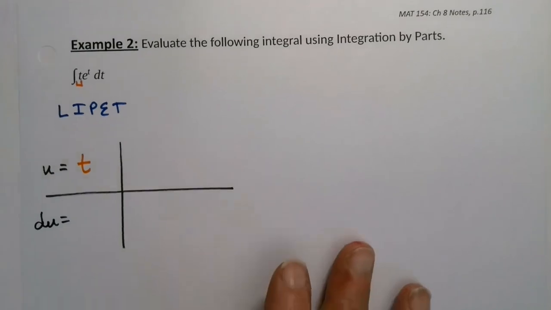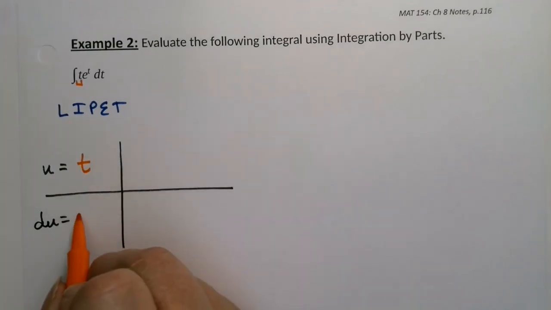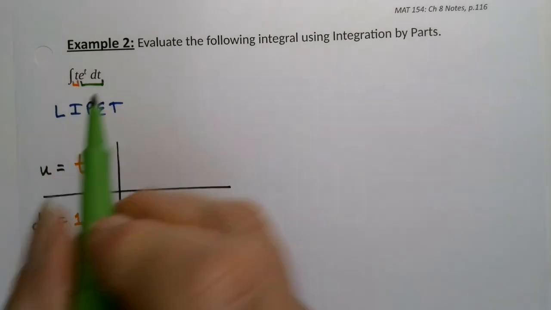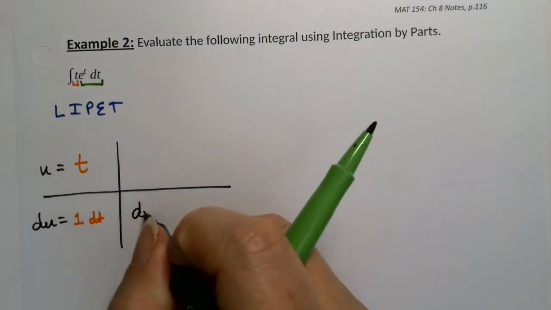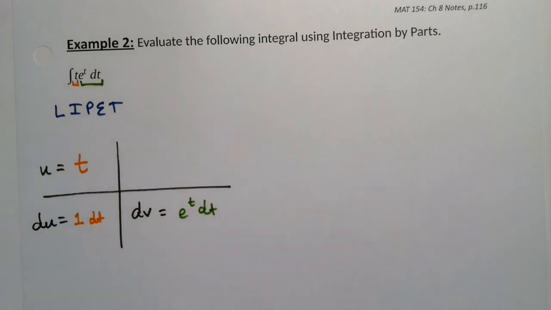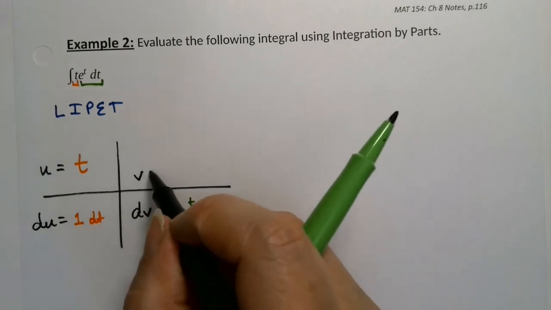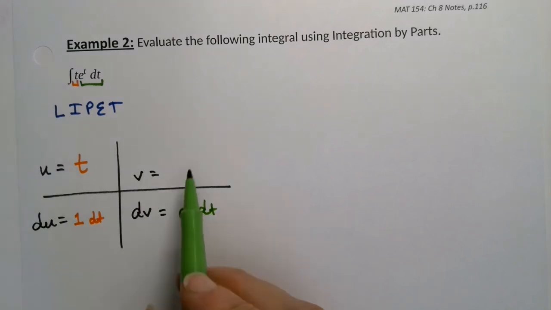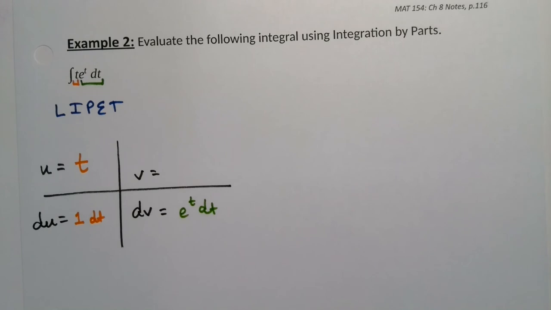I found u, so let's find du. The derivative of t with respect to t is 1 dt. Then that means that the rest of this has to be dv. So dv is e to the t dt. And then v is the integral of that, because that's the derivative of something. So you have to find the antiderivative, and the antiderivative of e to the t is e to the t. Love that one. Everybody's favorite.